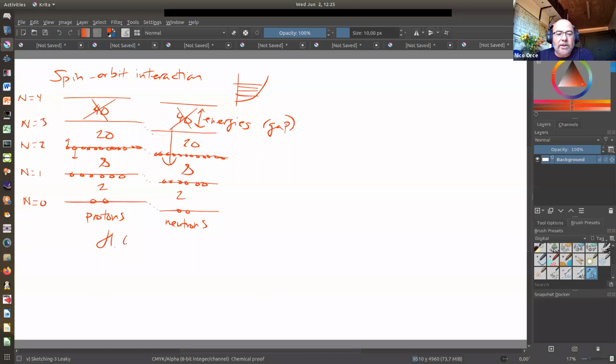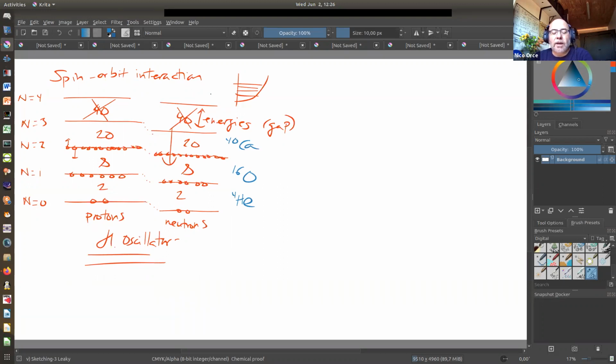So the harmonic oscillator starts failing for this particular nucleus because 40 is not a magic nucleus. We mentioned that 8 and 8 corresponds to oxygen 16, 2 and 2 corresponds to helium 4, 20 and 20 corresponds to calcium 40. But 40 and 40 is not a magic nucleus.